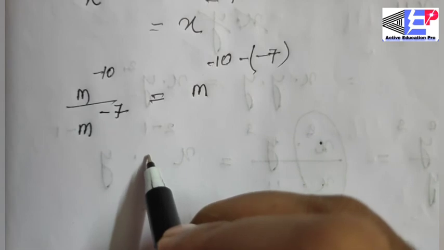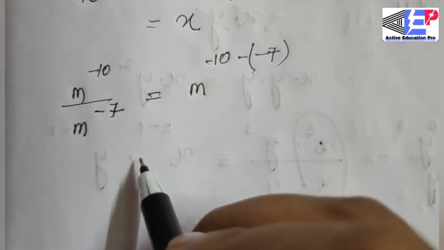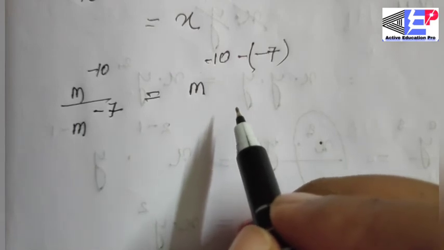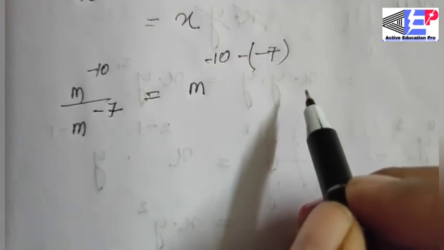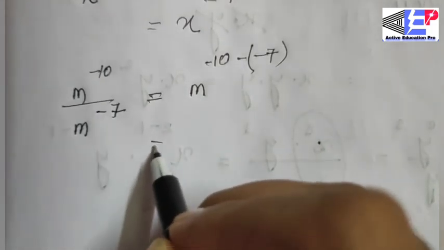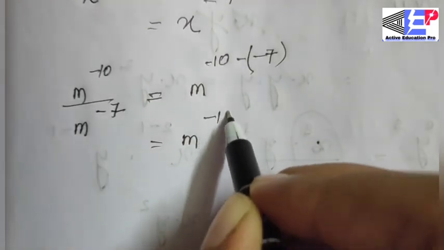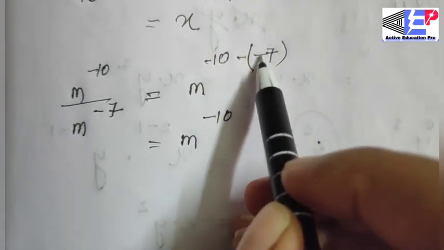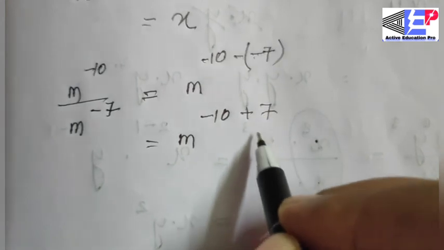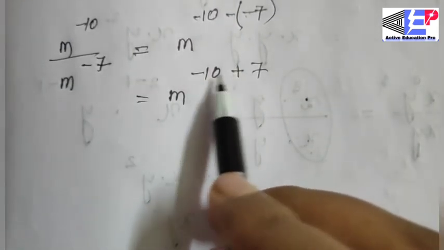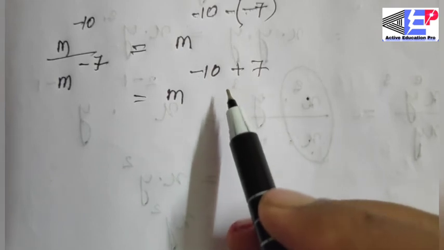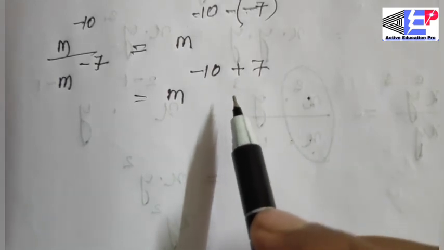So always, when you write a negative number with a negative sign before it, keep the negative number in a bracket. Then simply m, then minus 10. As per the sign rule, multiply both the negative signs, then it will be plus 7. Here both are of opposite signs, and here is the case of addition and subtraction. As per the sign rule, you know it very well.